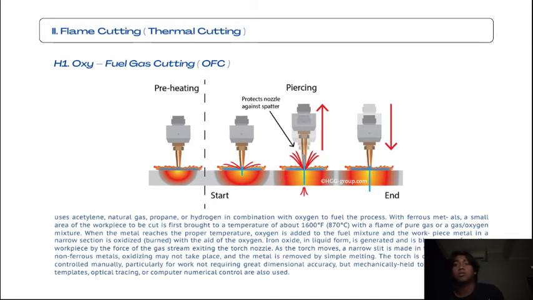Shipbuilding, construction, tank, pressure vessel, and heavy equipment manufacturing are industries that use the process, as illustrated in the pictures. Welding is a common subsequent operation, and there is a heat affected zone adjacent to the cut, which can have adverse effects with some materials and applications.